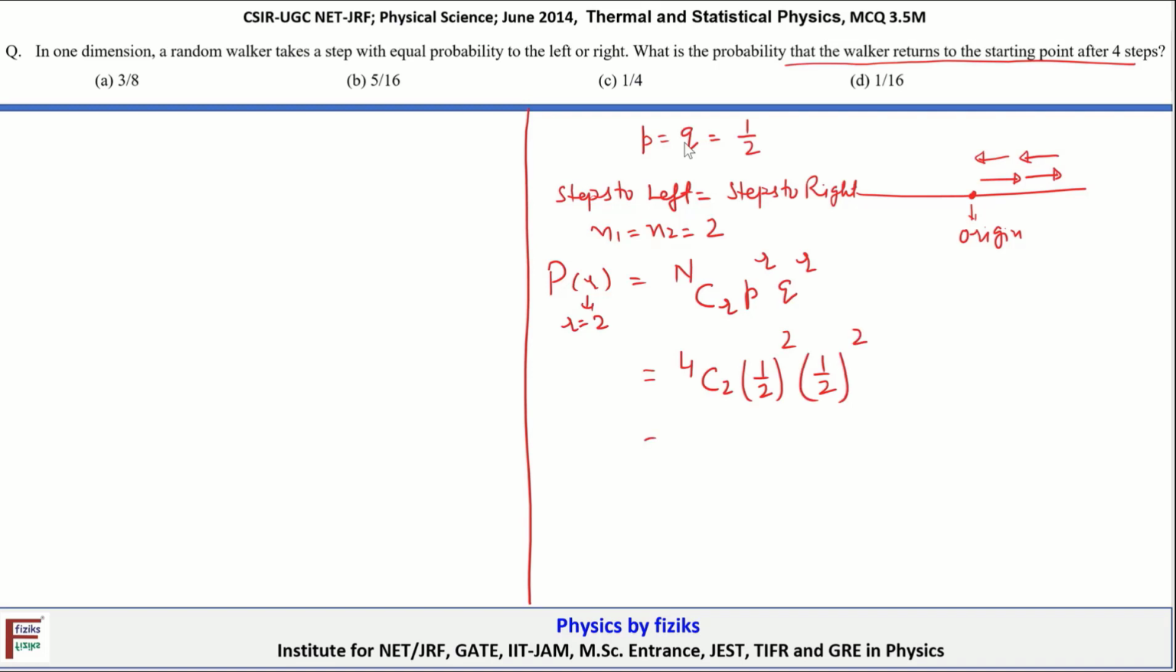So this after evaluation will give us 4 factorial upon 2 factorial and then 2 factorial and 1 by 2 power 4, and after doing the calculation this is equal to 3 by 8. Okay, so therefore A is the correct option here.